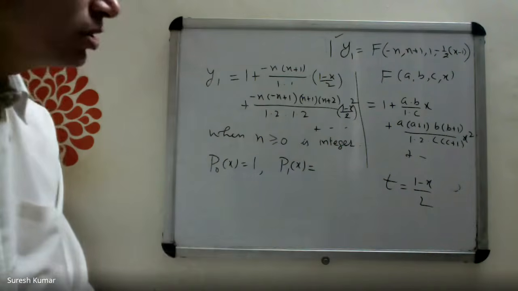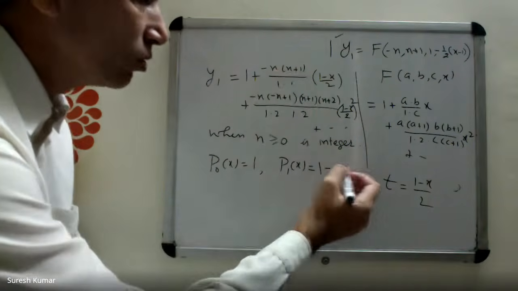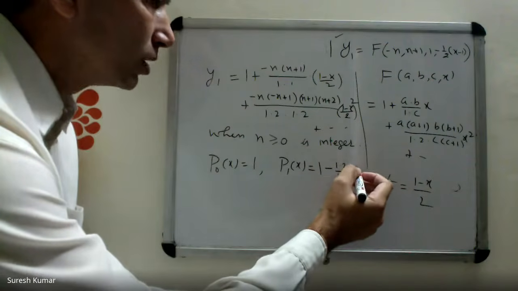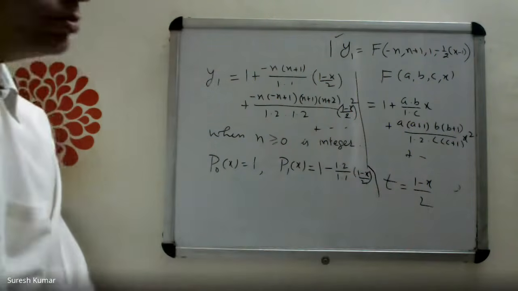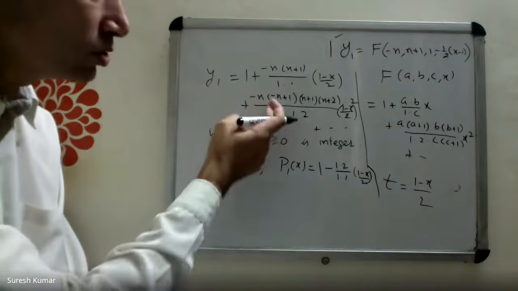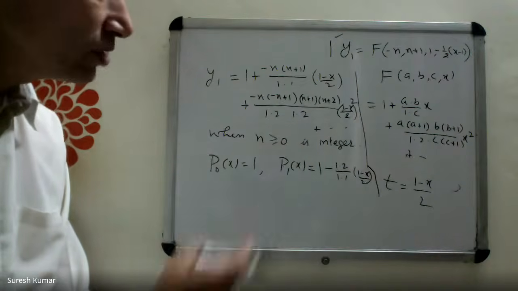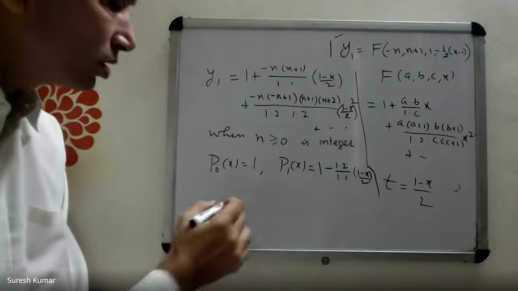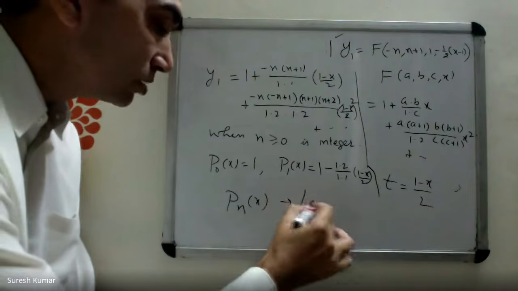When n is 1, what do you get? 1 minus 1 into 2 over 1 into 1 into 1 minus x over 2. That's it. After that, all terms would be 0. Why? Because this minus n plus 1 would be appearing in all terms. Point is that when you put non-negative integer into this solution, you get a polynomial of nth degree, which you call Legendre's polynomial.